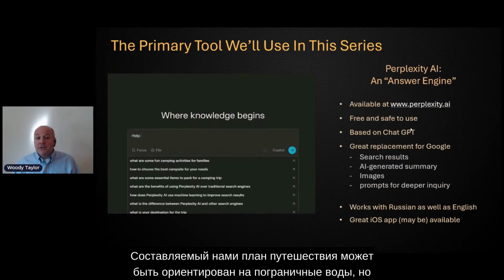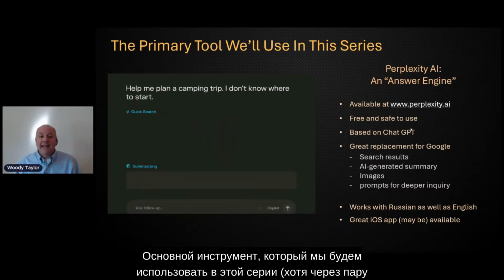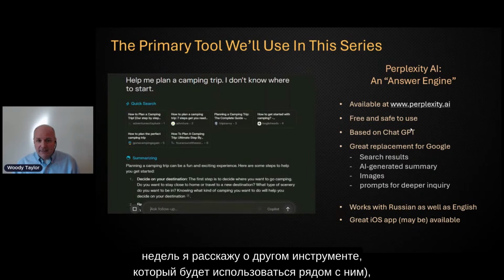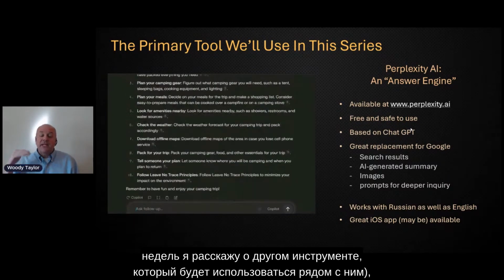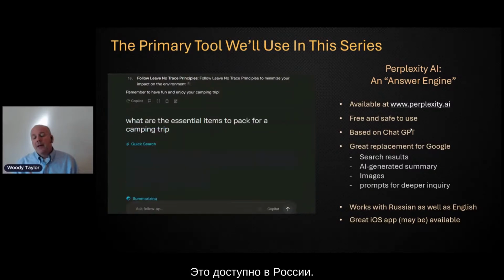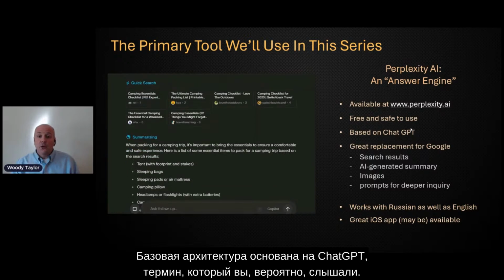So the primary tool we're going to use in this series, although I will introduce another, is Perplexity AI. Now, this is available in Russia. It's free and safe to use. The underlying architecture there is based on ChatGPT, which is a term you've probably heard. If you followed anything about AI, ChatGPT is from a company called OpenAI.